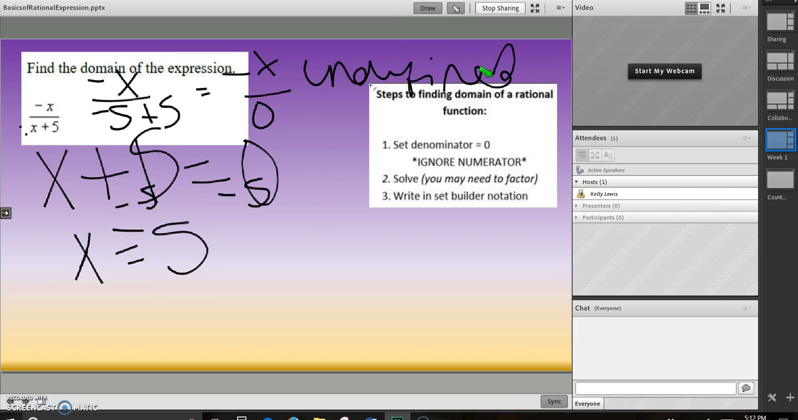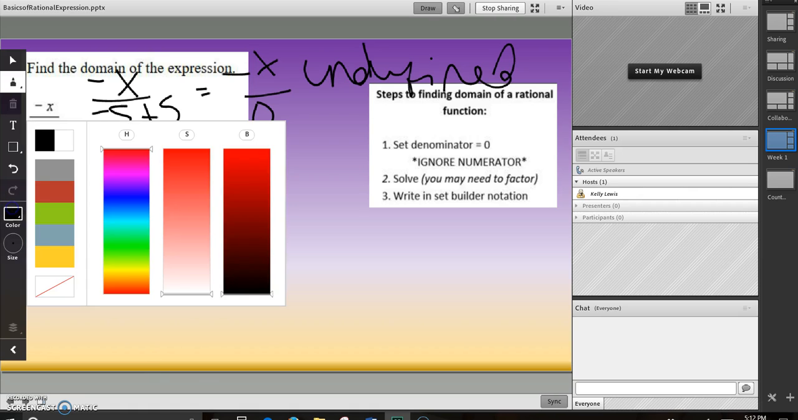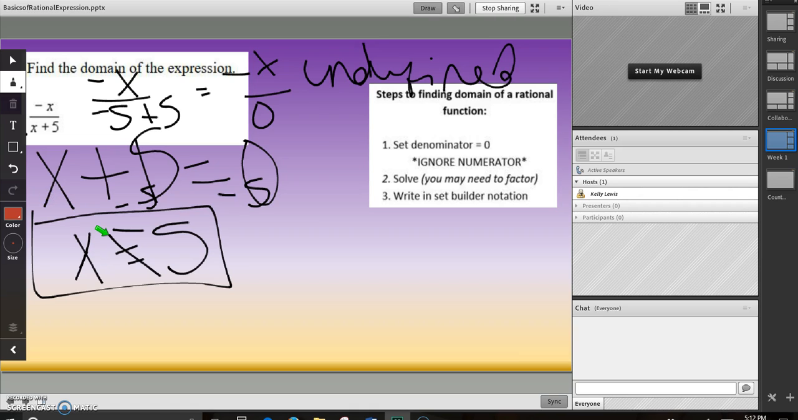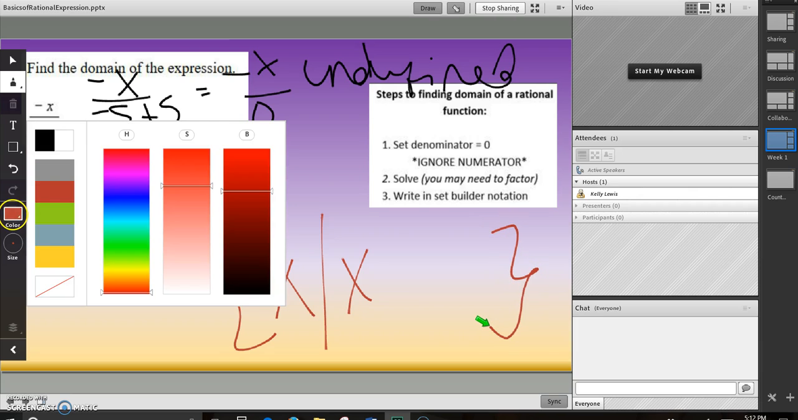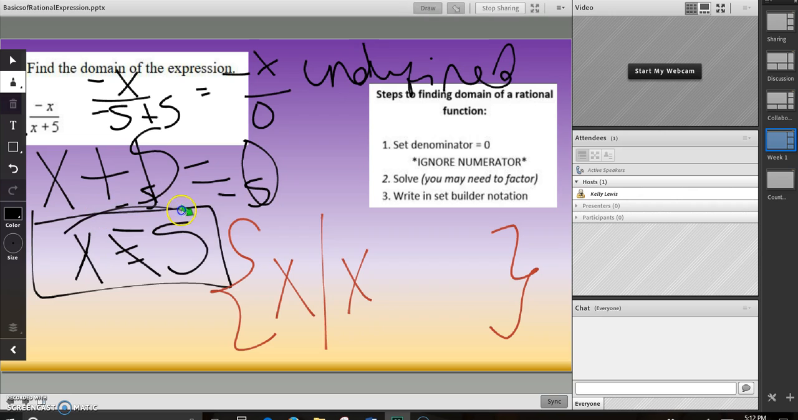So what I'm really finding is the thing that x cannot be for this rational expression. So I'm going to do curly brackets, x bar x, curly brackets. It's an awful thing, but okay. And then I'm just going to write this guy. x cannot equal -5. So it's the set of all x such that x cannot equal -5. So basically it can equal any number except -5.